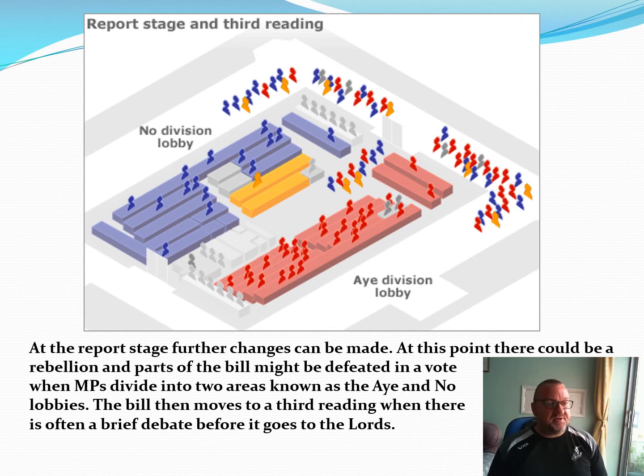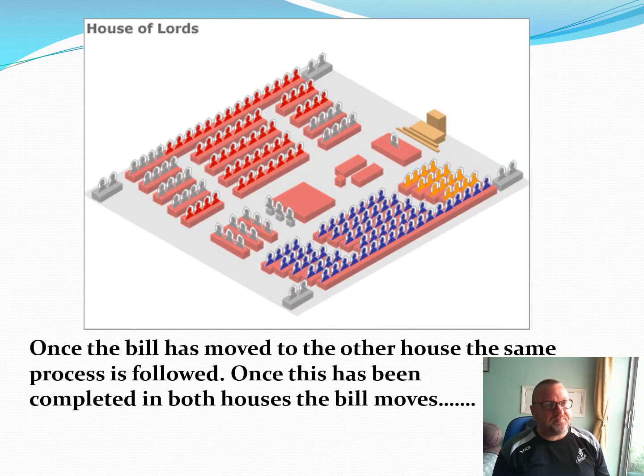In the report stage of third reading, further changes can be made, and at this point there could be a rebellion. Parts of the bill might be defeated by a vote, and this is what was happening with the Brexit bill when it was coming through. It was coming through and then it was getting kicked out at various readings. Okay, so it's by no means a foregone conclusion.